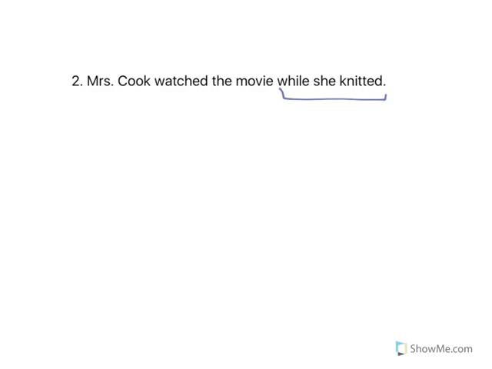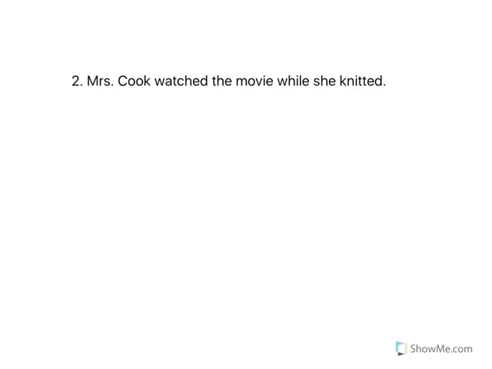The subordinating conjunction makes it so it can't stand alone. It needs the other part of the sentence, the independent clause, for it to make sense. So Mrs. Cook watched the movie is our independent clause, and while she knitted is our dependent clause. So let's go on to label it.